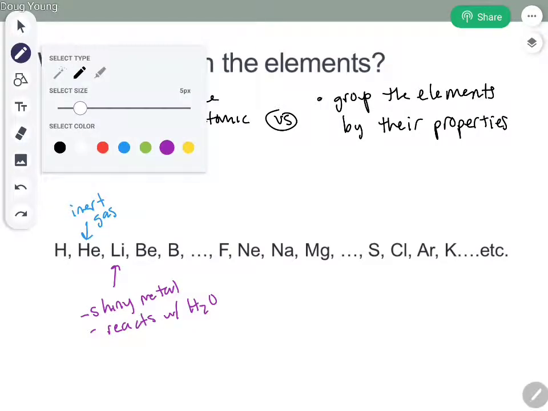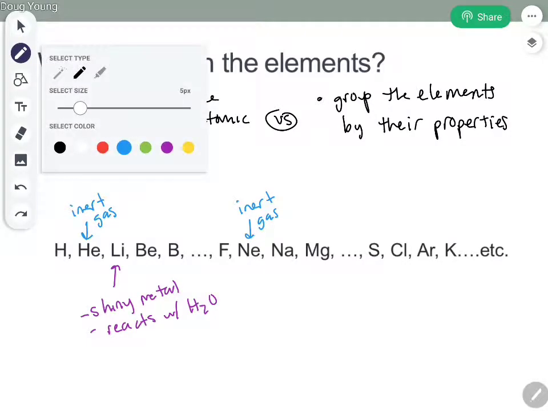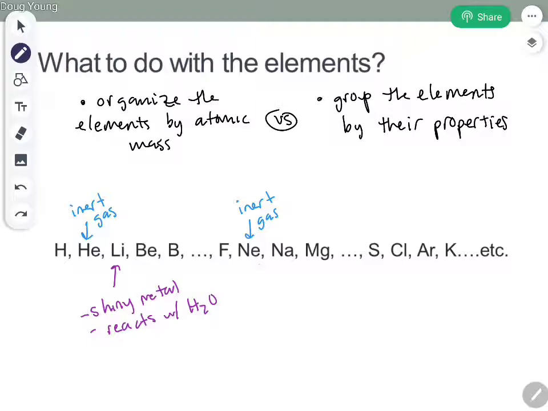If you continue down, and we're going to skip beryllium, boron, etc. for now, if you continue down the list of elements, you get to neon. Neon is also a gas and it is also inert, doesn't seem to really react with too much. And immediately following neon in terms of atomic mass is sodium, which is also a shiny metal and also reacts with water. If you keep on going down the periodic table, we get to argon. Argon is also an inert gas.